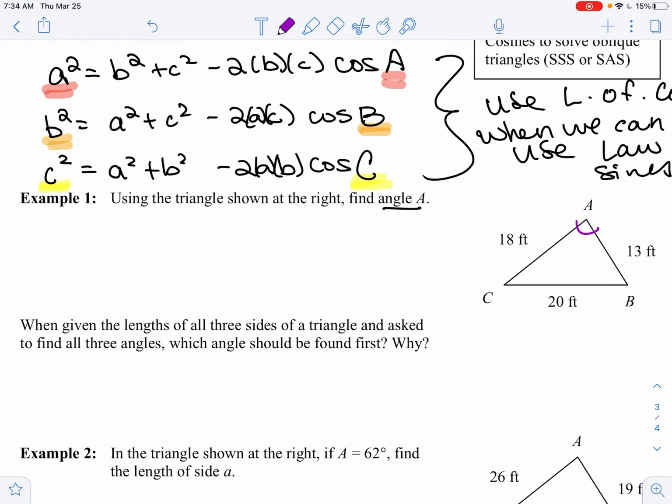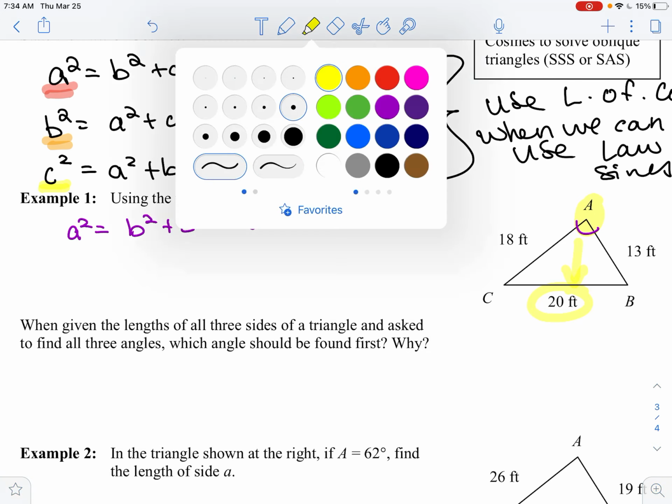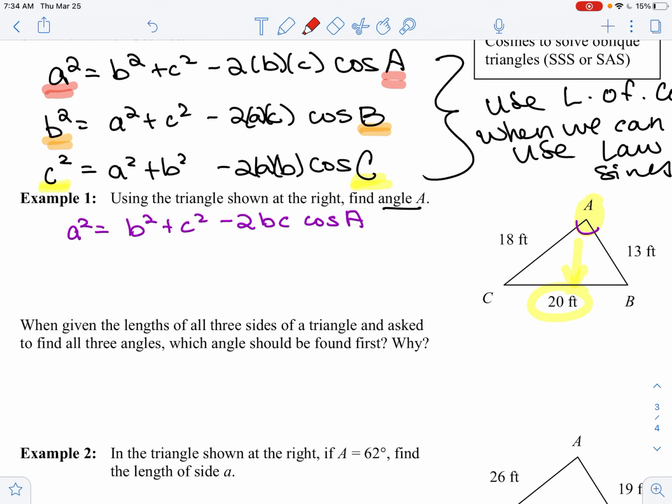If I'm looking for angle A, remember the first thing listed is the side that's opposite it, which is 20 feet. So we're going to say a squared equals side b squared plus side c squared minus 2bc times the cosine of angle A, because that's what we're looking for. With the law of cosines, you always list whatever you're looking for. If it's a side, you list it first. If it's the angle, it's the angle that you've listed, okay?